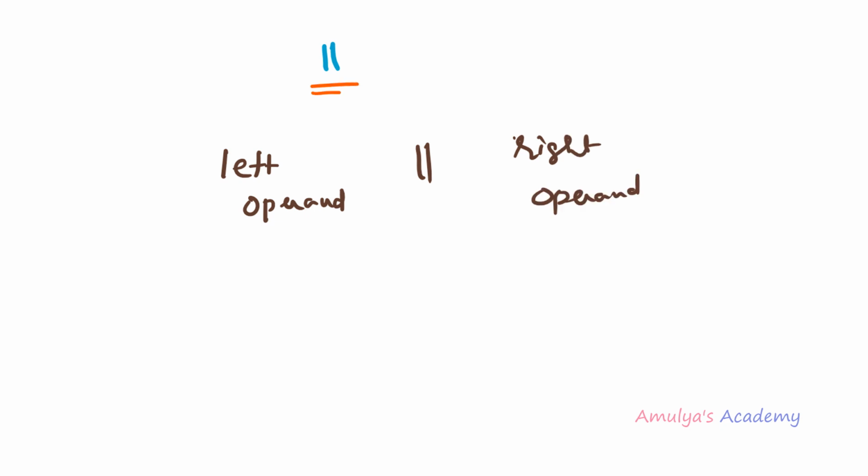So if any one of the operands, left operand or right operand, is true, or both the operands are true, then it will return the output as true. Otherwise it will return the output as false. We can write this also like this: left operand, operator, and right operand. Here in the logical OR operator, if any one of the operands is true, or both are true, then this logical operator returns true. Otherwise it will return false.